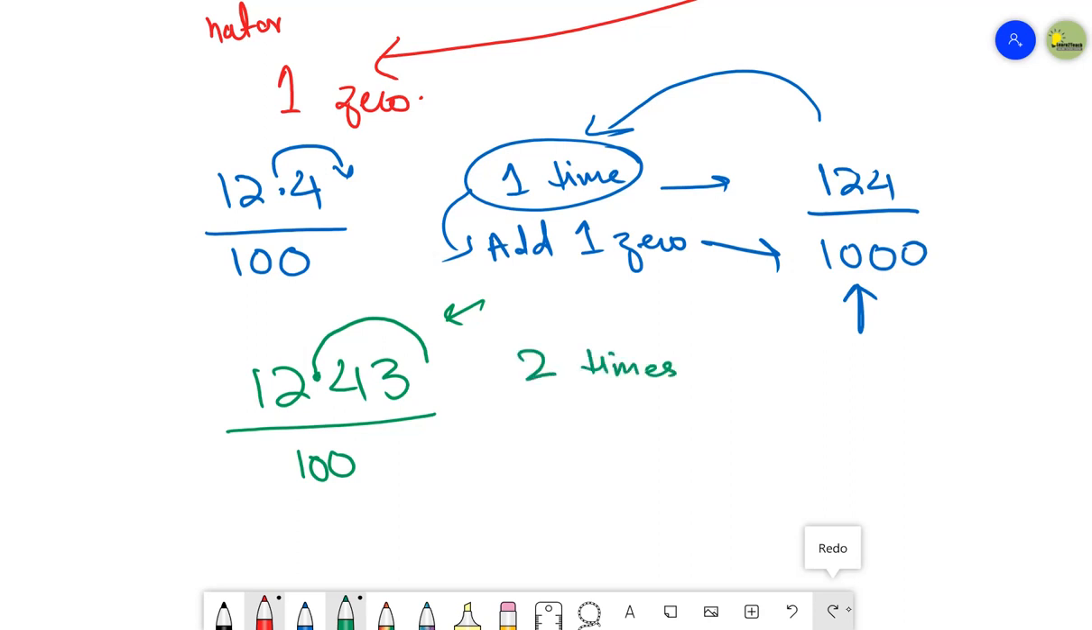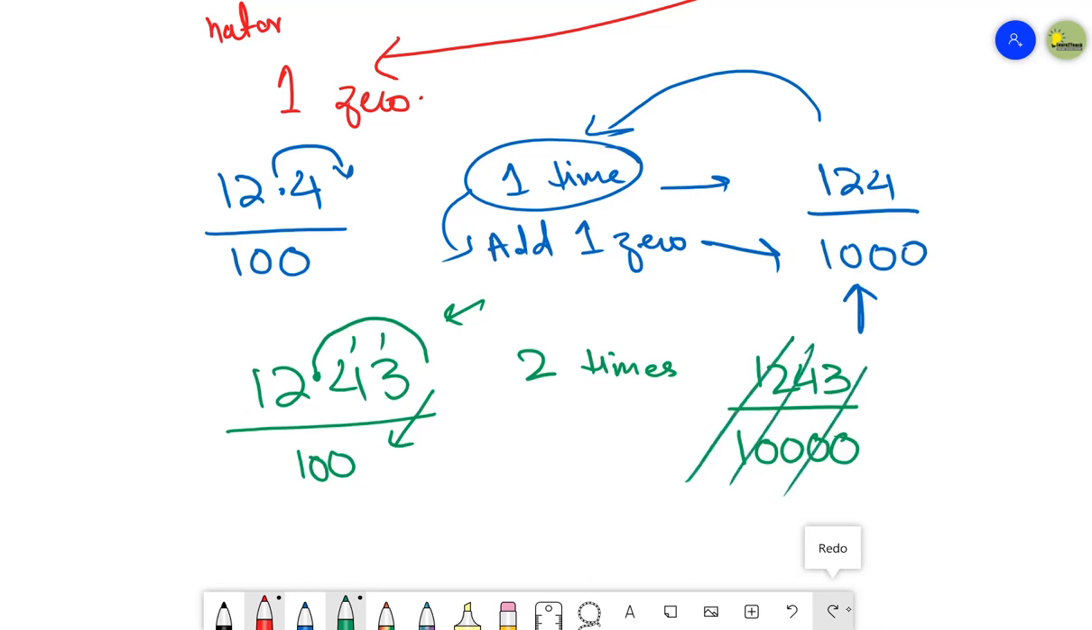It means when you are going to shift it, numerator becomes 1243. And according to the rule, you have to add two zeros now. Why? Because you have shifted the decimal two times. Since you are shifting it two times, so you have to add two zeros in 100. So keep in mind the number of times you are shifting the decimal, you have to add that number of zeros in the denominator. Right? So I hope it is clear to you.